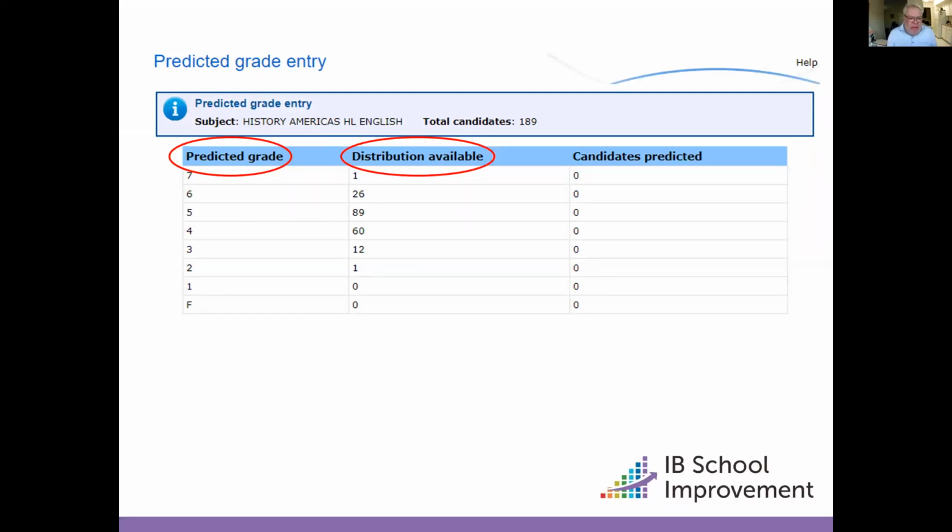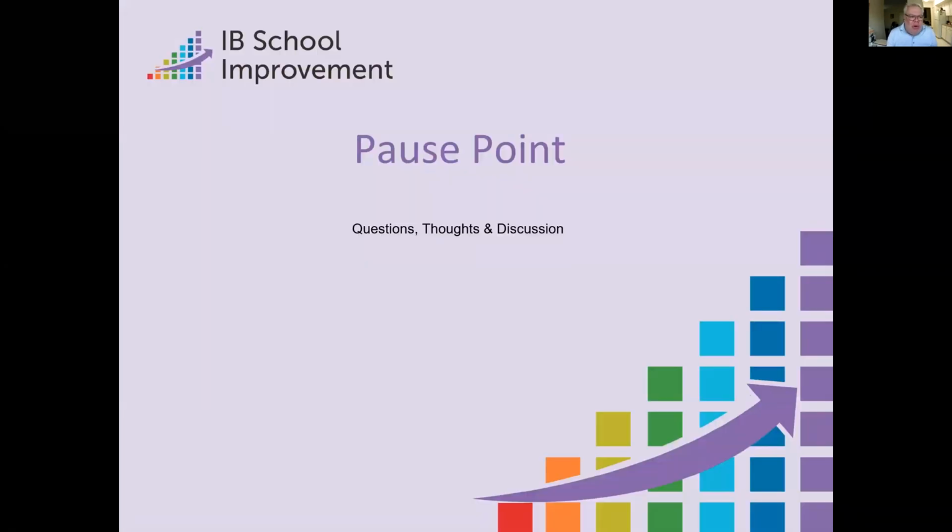from IB. I realize this is a controversial idea, and what we're going to talk about next is how to deal with those exceptions if you feel these allocations are not appropriate for your current students. So what I'm going to do now is we're going to have a pause point. I know that was a lot, and I ask for your questions, thoughts, and discussions. You can either do it in the chat, or if you want to raise your hand and unmute, you can ask questions.